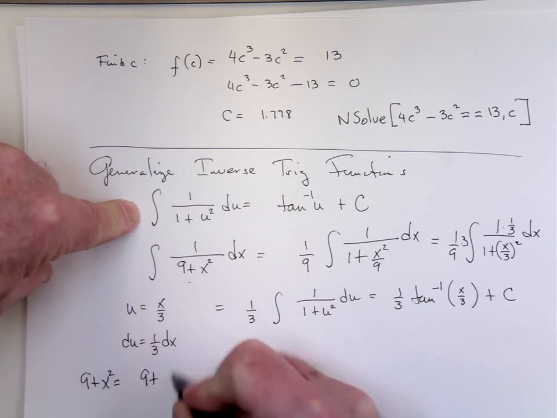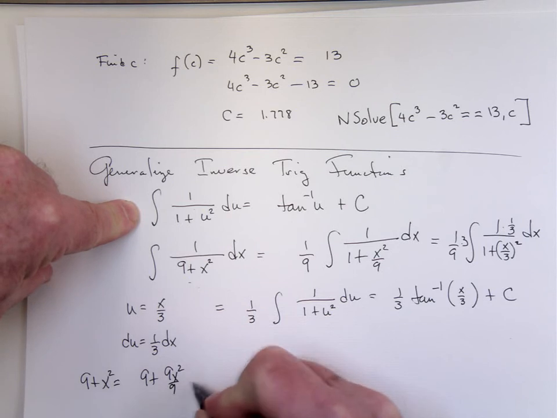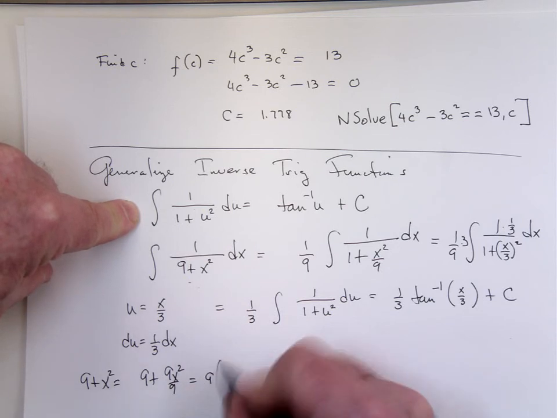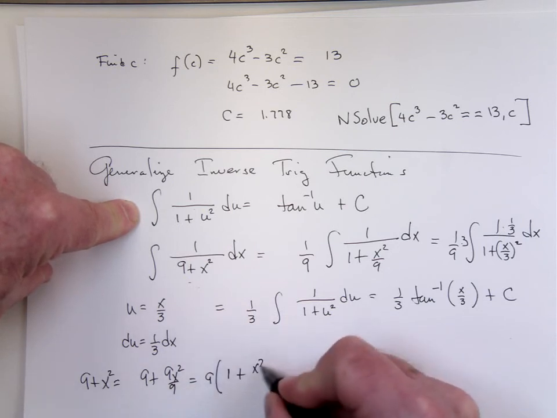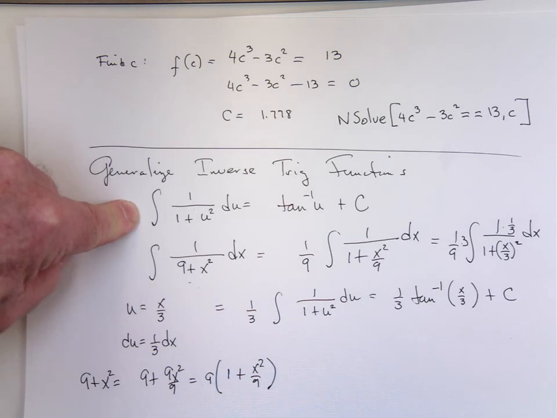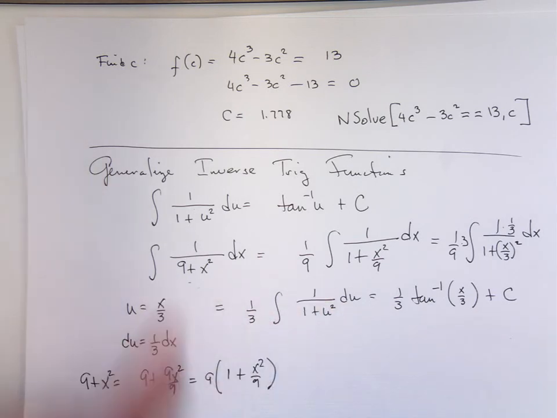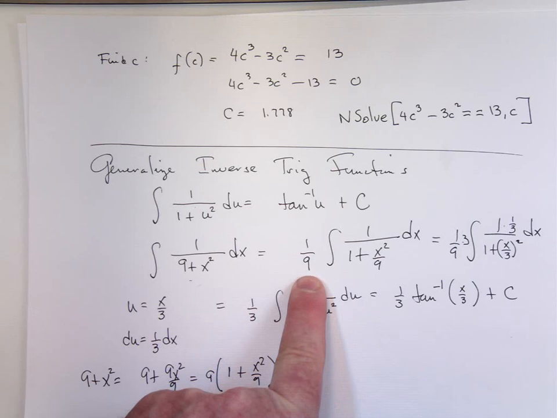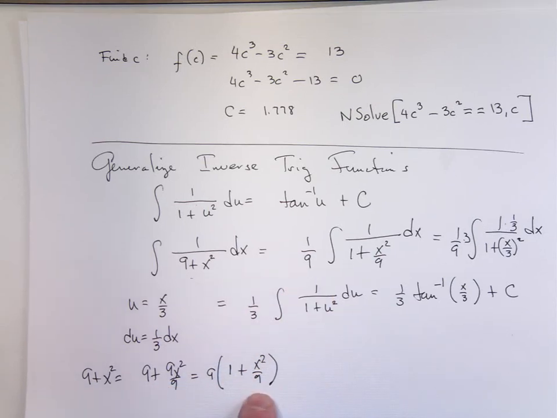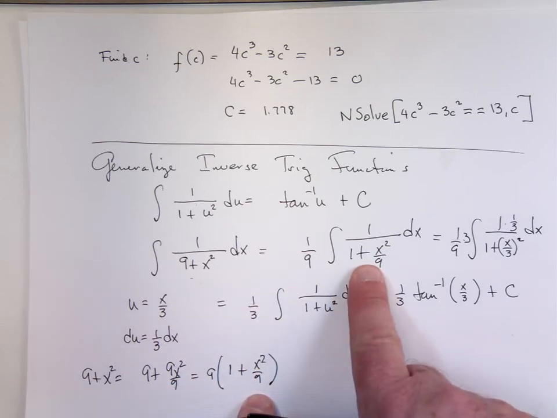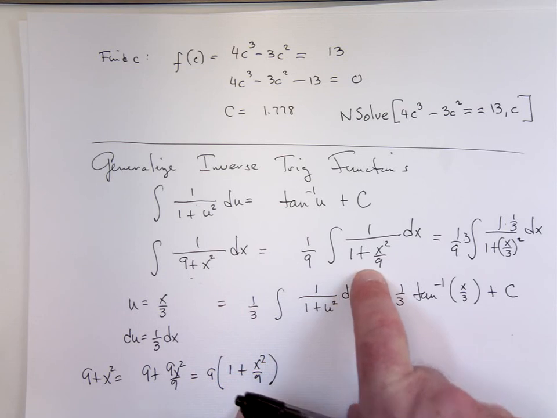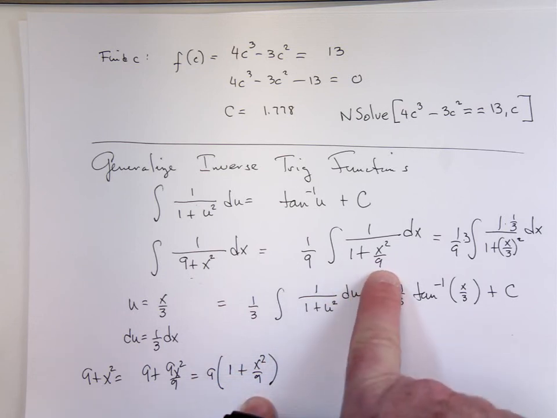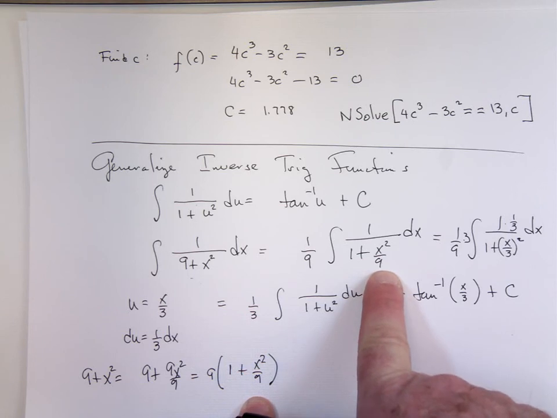Think of it this way. I've got a common factor of 9 that I can take out of each of these. That 9 comes out front. There's my 1 plus x squared here. By doing that, this is my u squared, x squared over 9. u then is x over 3. That's what this is.